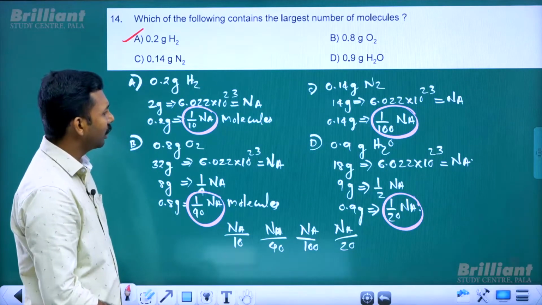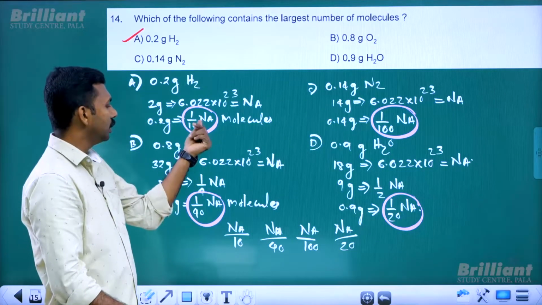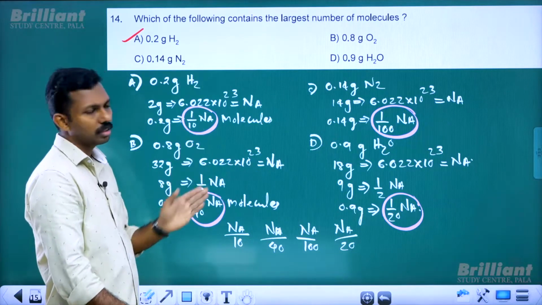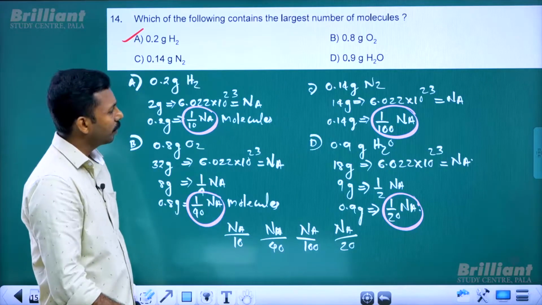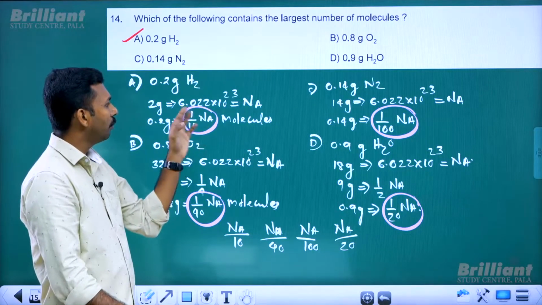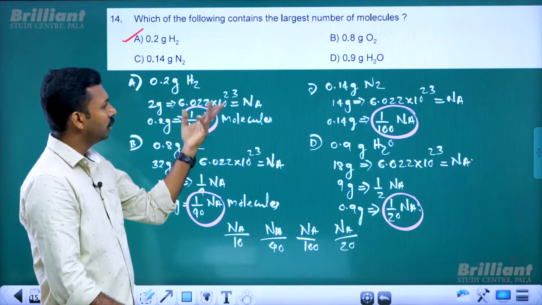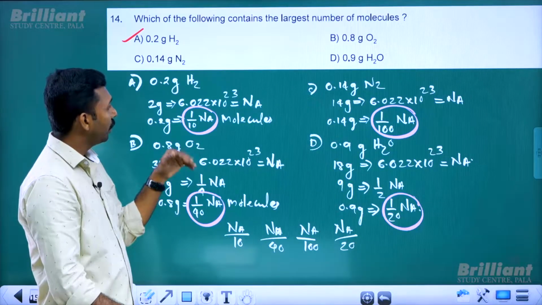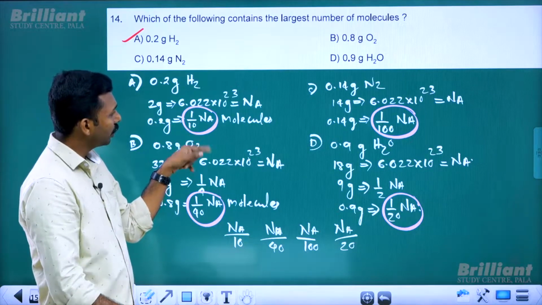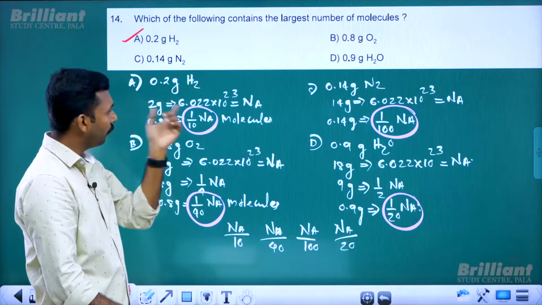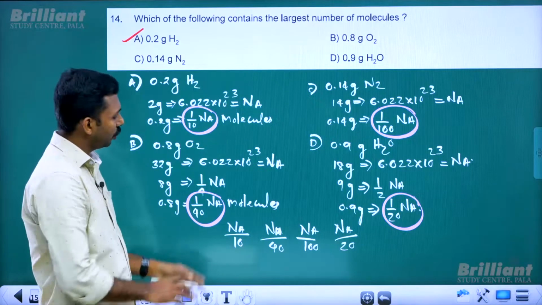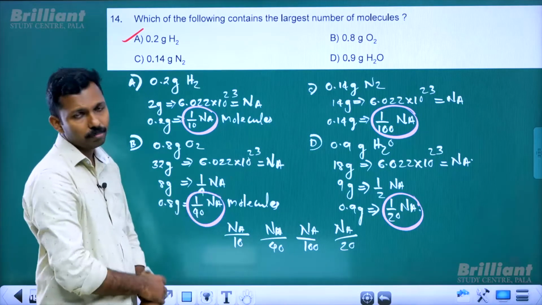So, this is how we can calculate. If we are using this Na instead of that number, it will be easier. And if we are using this number, we have to divide it. We will get 0.6022 into 10 raised to 23, or it can be written as 6.022 into 10 raised to 22. So we have to compare those large numbers.